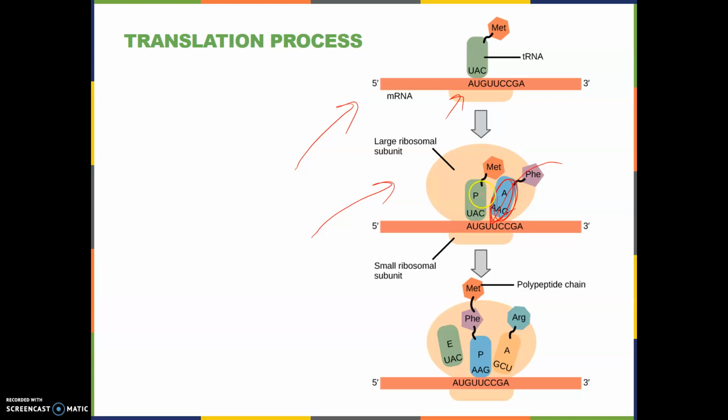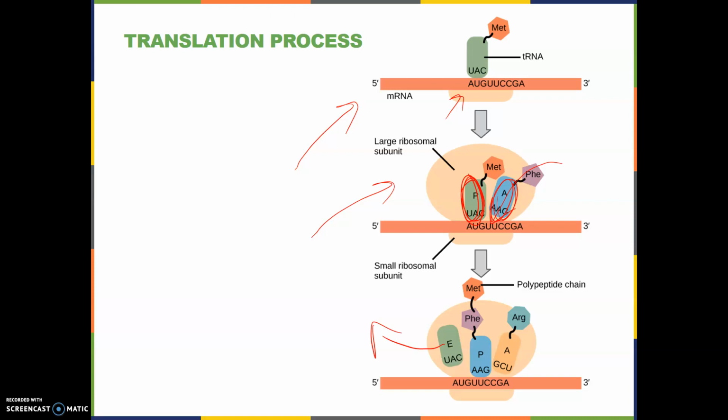Or you can see this one. Okay, so the UAC, this transfer RNA that's got methionine on it, after it adds the methionine to the protein chain, it can now leave. It can go back into the cytoplasm and find another methionine and carry it to make a new protein. It can just be reused over and over. But after the transfer RNAs have attached their amino acid, they leave.